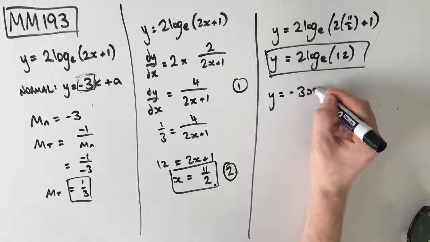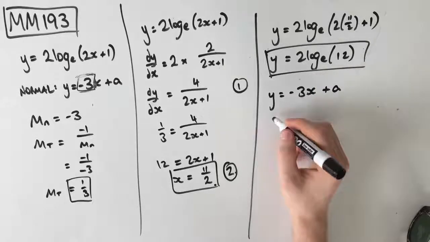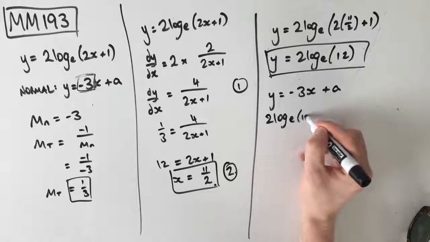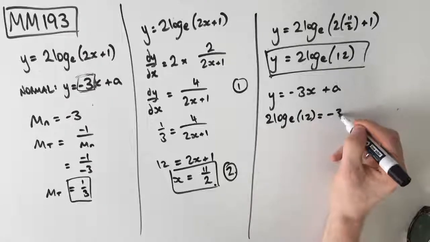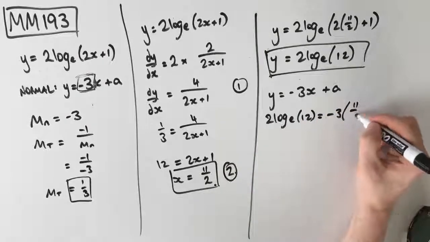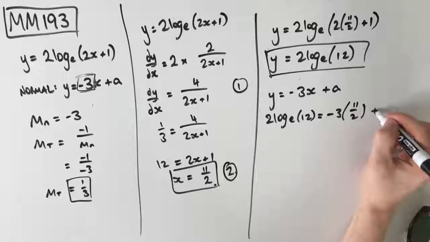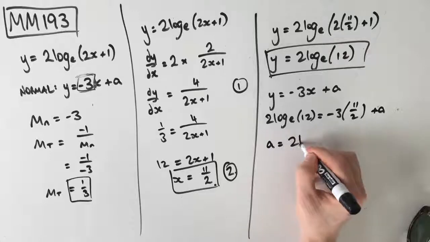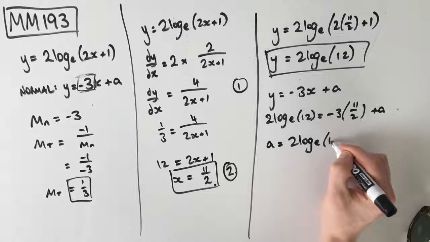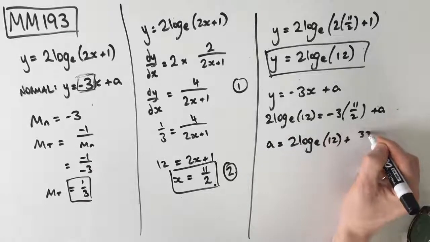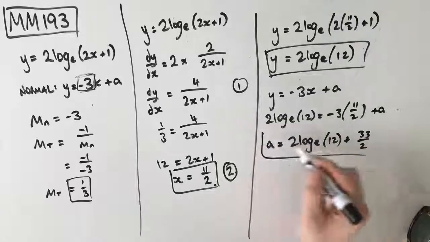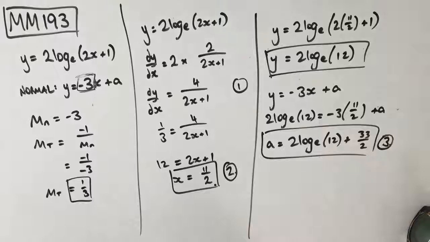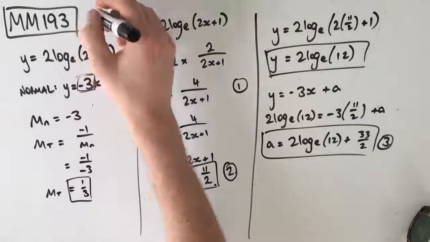So y equals negative 3x plus a. We know that y is equal to 2 log e of 12, so 2 log e of 12 equals negative 3 times our x value, 11 on 2, plus a. And rearranging this, we get a equals 2 log e of 12 plus 33 on 2. And guys, this is our a value. That's it. So that was a 3-mark question.